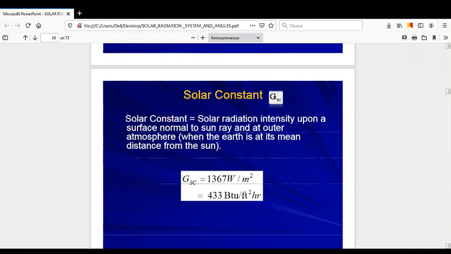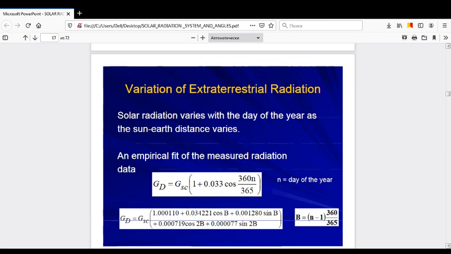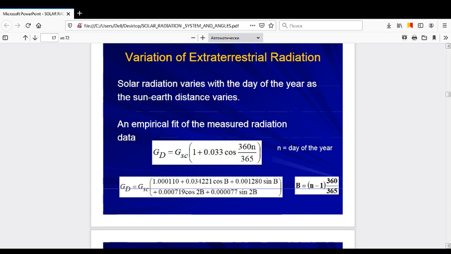distance from the sun. Variation of extraterrestrial radiation. Solar radiation varies with the day of the year as the sun-earth distance varies, as an empirical fit of the measured radiation. This is the formula: G_D is equal to G_SC into bracket 1 plus 0.033 cos 360 n upon 365, where n is the number of days.